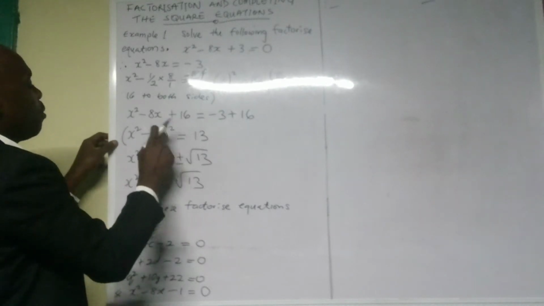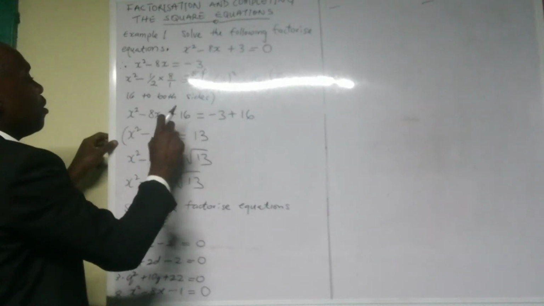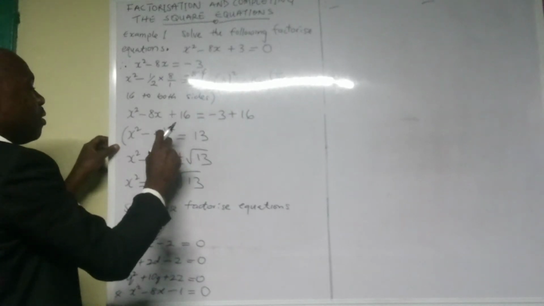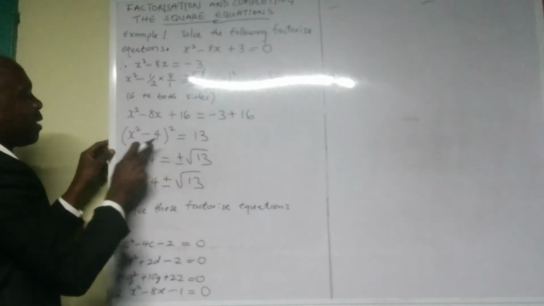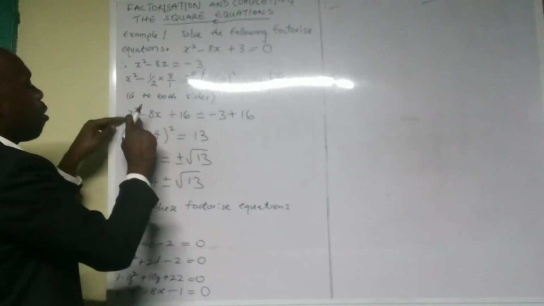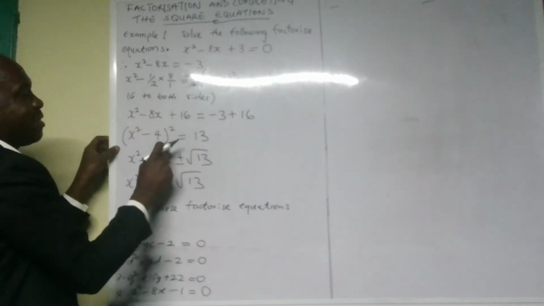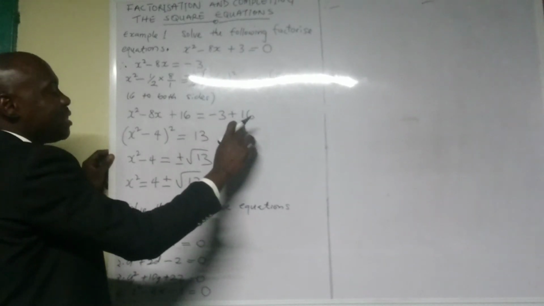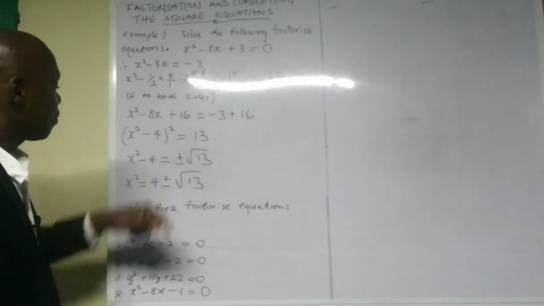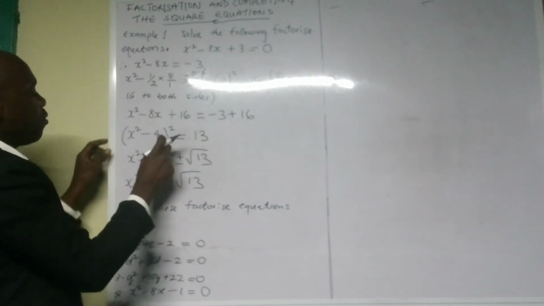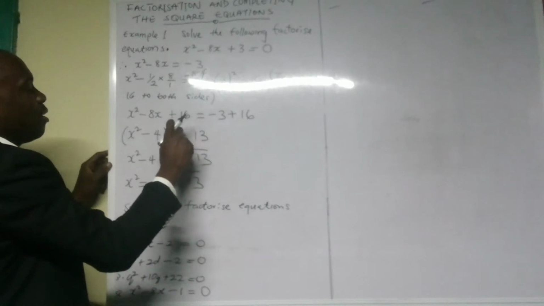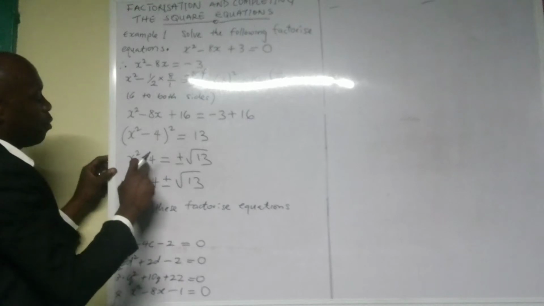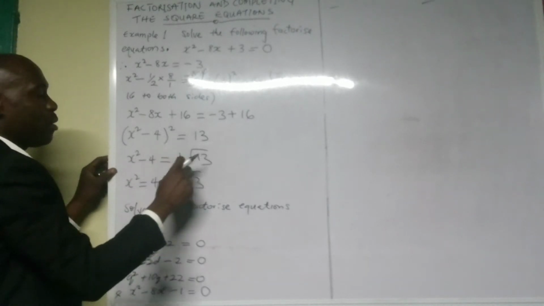How did we get this? Because we have 8 here, we pick this 4 inside and we close the bracket, raised to power 2. Then if we multiply this together, it will come back to this equation. That's why we pick this as a half. Then if you add minus 3 and plus 16, it will give you plus 13. So let's move further. We remove the bracket, we transfer this root to this side. It will now give us x minus 4 equals plus or minus root 13.